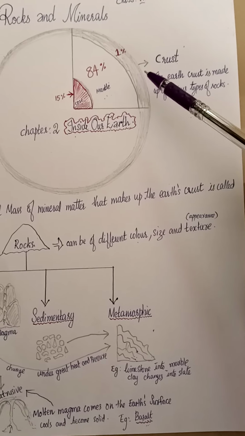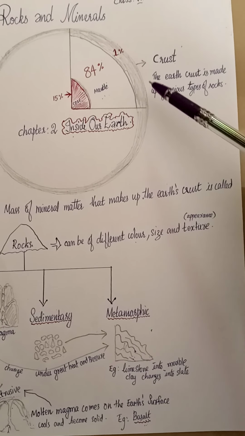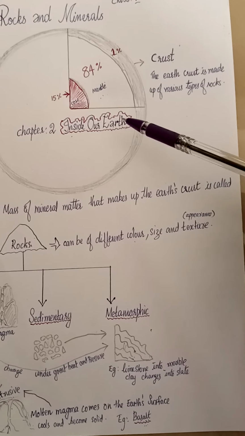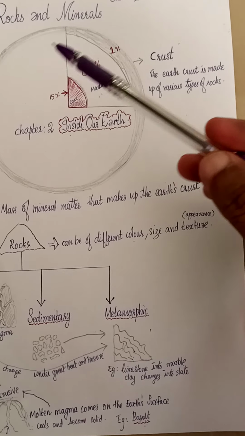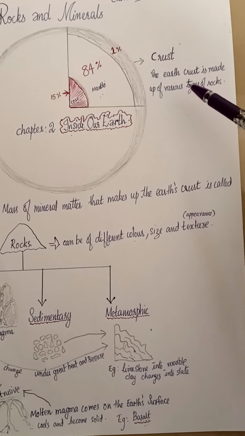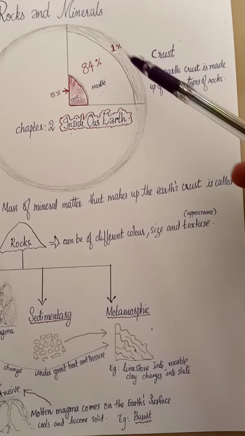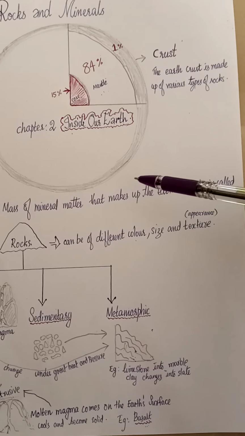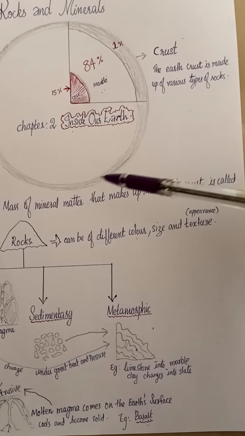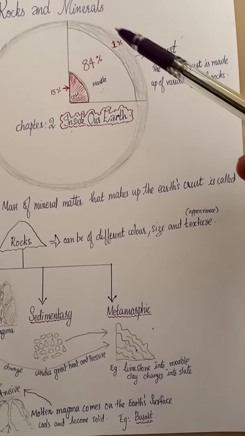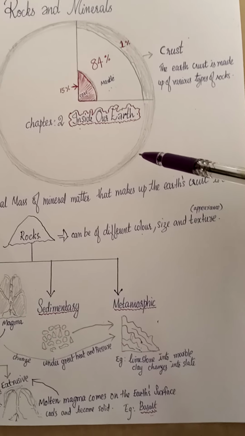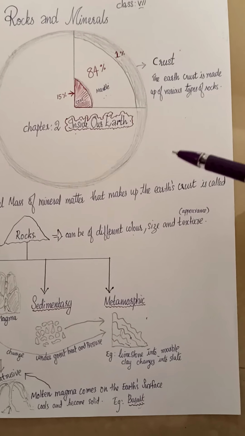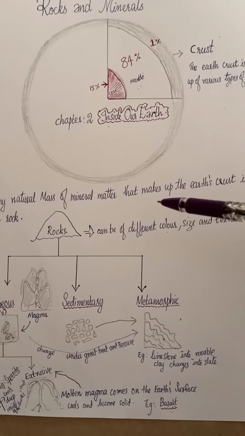And what is the crust? The crust is the top layer of the earth. When we study the inside of our earth, the top layer is called the crust. The earth's crust is made up of various types of rocks. What is a rock? A natural mass of mineral that makes up the earth's crust is called a rock.